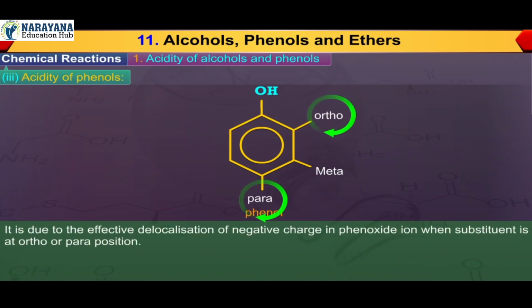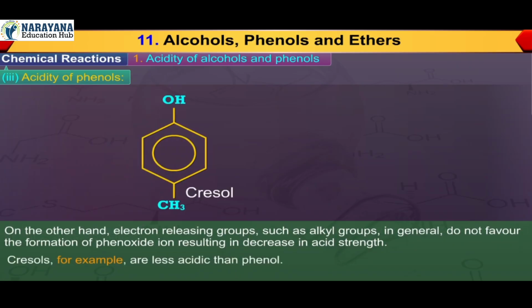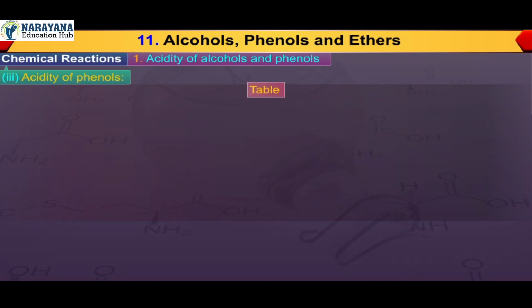It is due to the effective delocalization of negative charge in the phenoxide ion when the substituent is at the ortho or para position. On the other hand, electron-releasing groups, such as alkyl groups in general, do not favor the formation of the phenoxide ion, resulting in a decrease in acid strength. Cresols, for example, are less acidic than phenol.